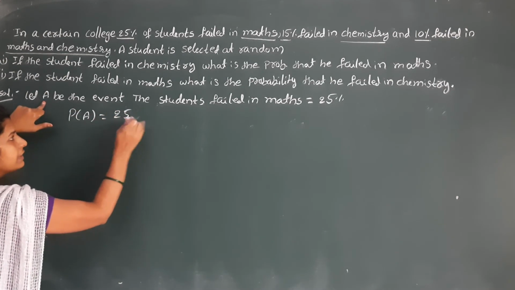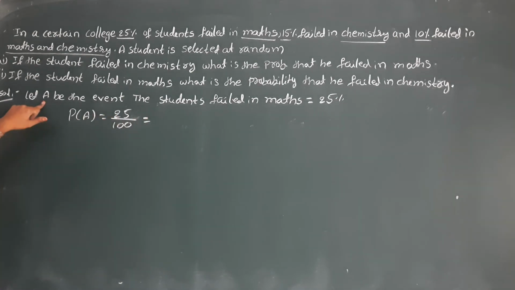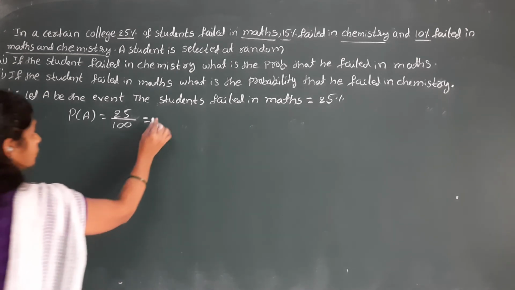So 25% is nothing but 25 by 100, which is 0.25, equal to 1 by 4 or 0.25.